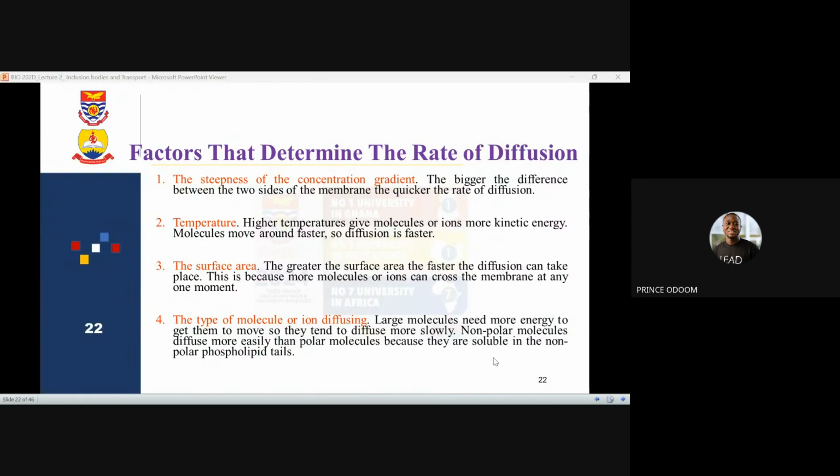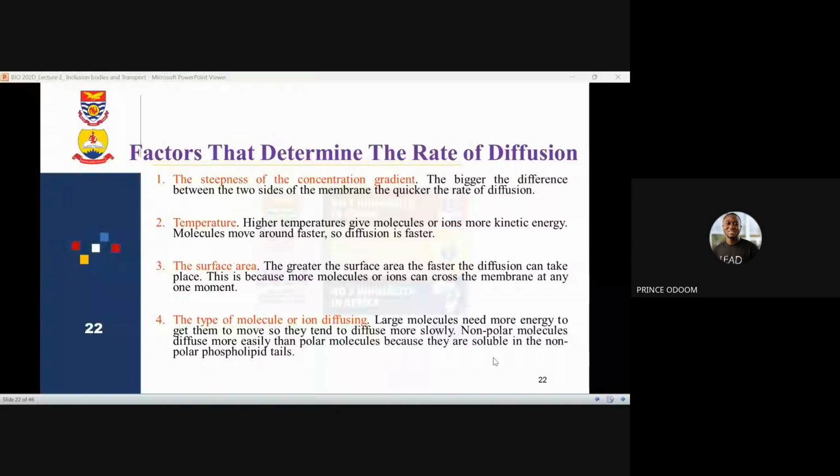Then another factor I want you to consider is stirring. Remember stirring. Stirring also increases the rate of diffusion. You can practically do that when you have a solution, both water, let's say with salt, and in one of them you add and you stir, in the other you add and you leave. You realize that the one that you stir, the molecules will diffuse faster than the one that is not stirred.